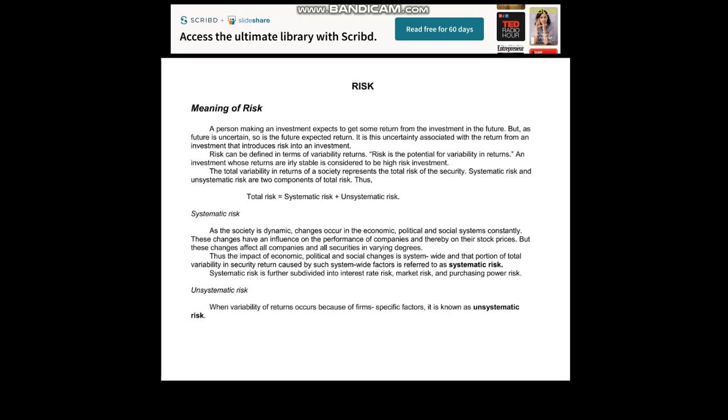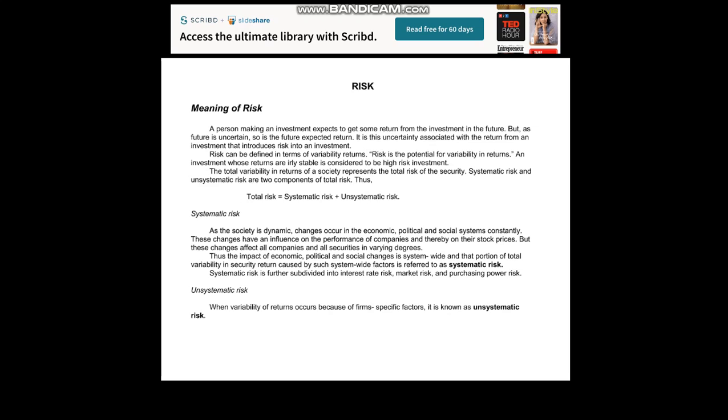Risk. Meaning of risk. A person making an investment expects to get some return from the investment in the future, but as the future is uncertain, so is the expected return. It is the uncertainty associated with the return from an investment that introduces risk into an investment. Risk can be defined in terms of variability of returns. Risk is the potential for variability in returns.